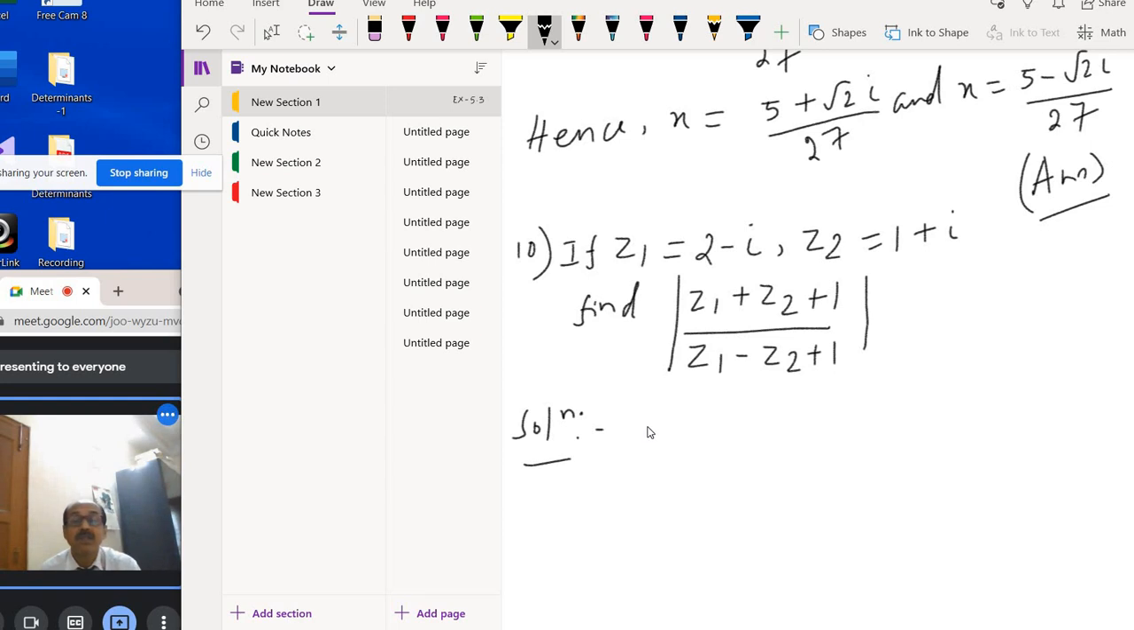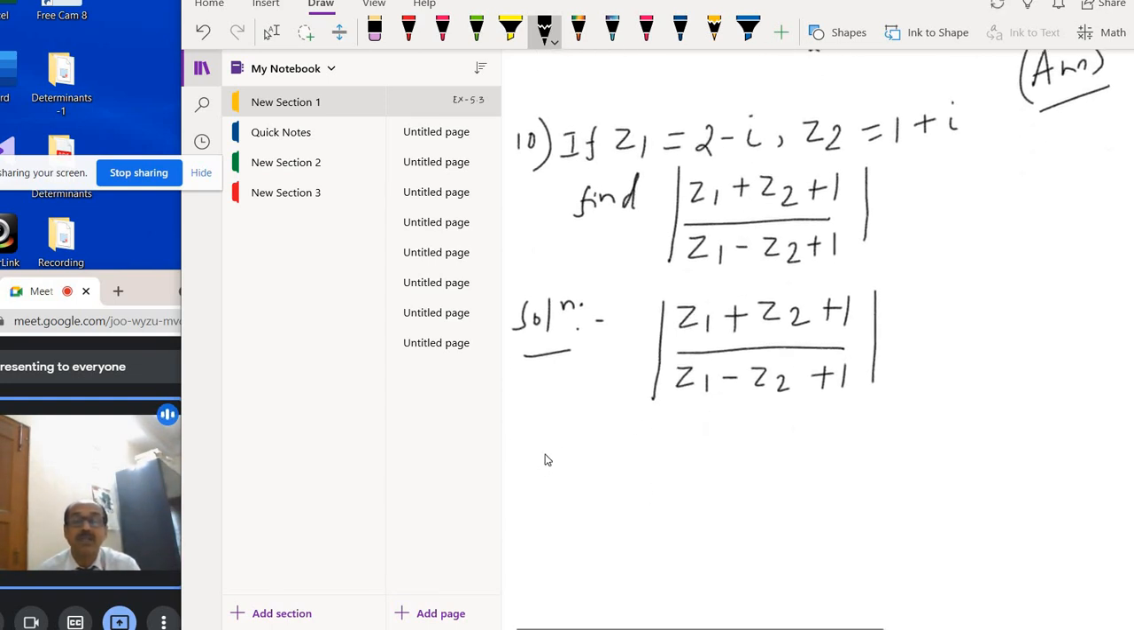Okay, so first write (z1 plus z2 plus 1) divided by (z1 minus z2 plus 1). Now put the values of z1 and z2.